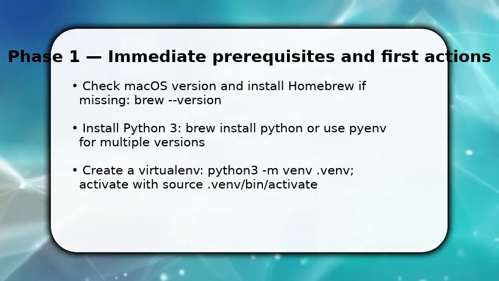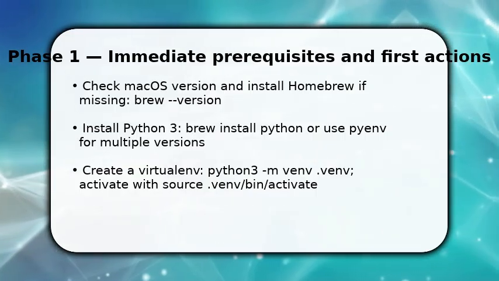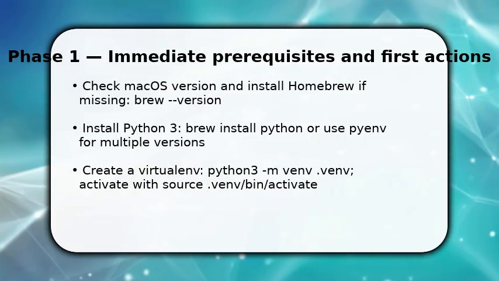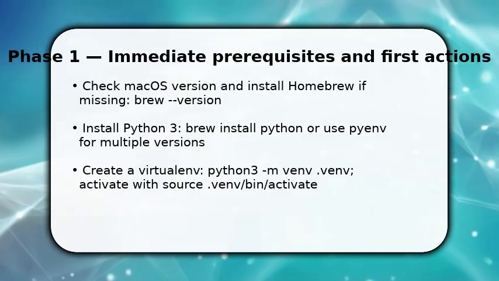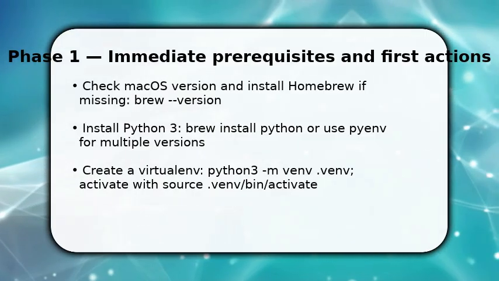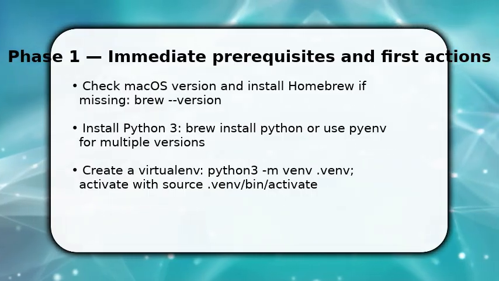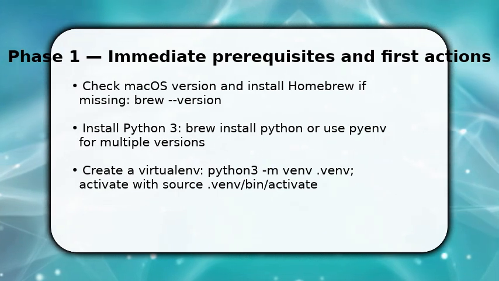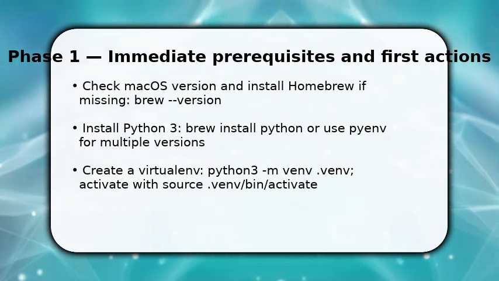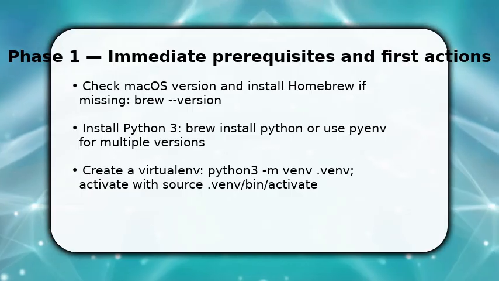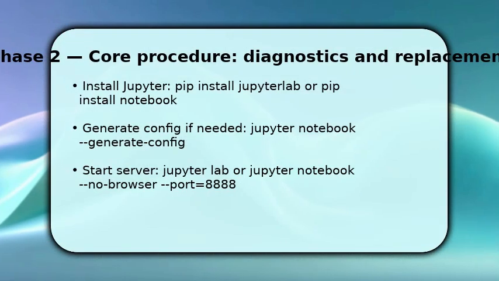You do this with python3 -m venv venv, then source venv/bin/activate. This prevents version conflicts when you install Jupyter later. Make sure the active Python is the one you intend, because installing into the wrong environment causes headaches down the line. Now install Jupyter into the activated environment using pip.